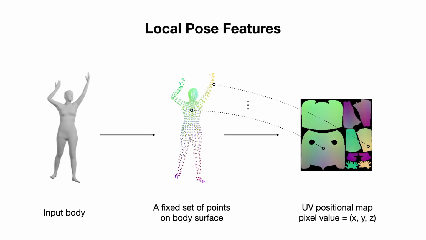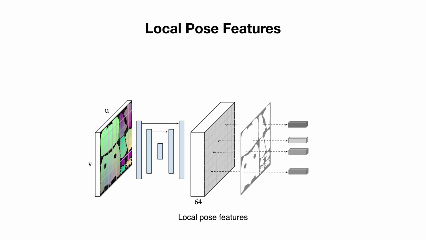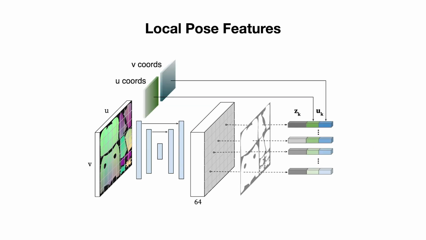Given an input body, we record 3D locations of the points on the body surface using a 2D parameterization called a UV positional map. Each valid pixel on the UV map corresponds to a point in the 3D space. This way, we can extract the local pose features for local shape regression using 2D fully convolutional networks. Additionally, we feed the decoder the UV coordinates to distinguish each element and provide the proximity information between patches.